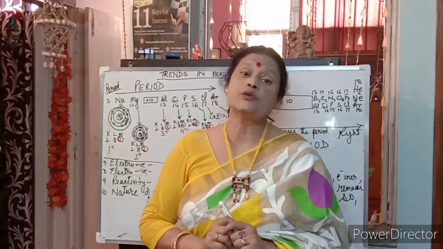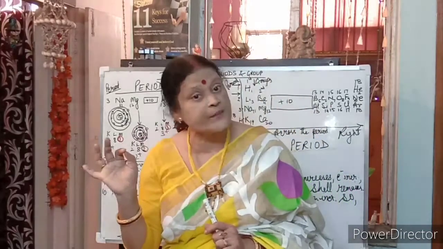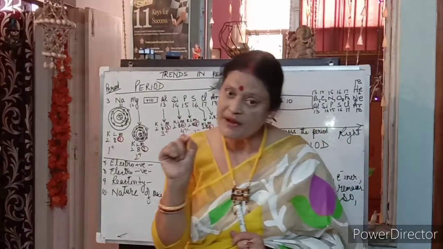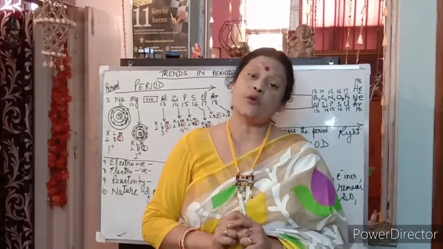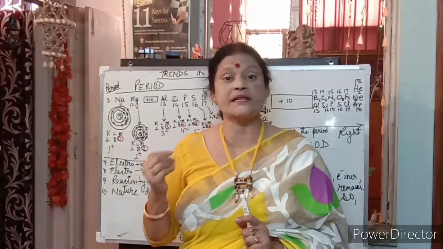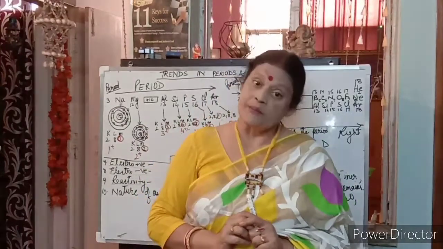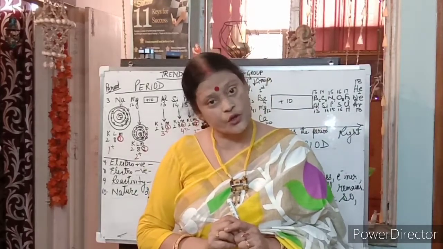Today we are going to discuss the trends when we move from left to right. That means I am talking about periods. When we move from top to bottom, then we are talking about groups. So what are the characteristics that take place when we move from left to right? That is period, so I'll discuss period in this video. In the next video I'll discuss the trends in groups.